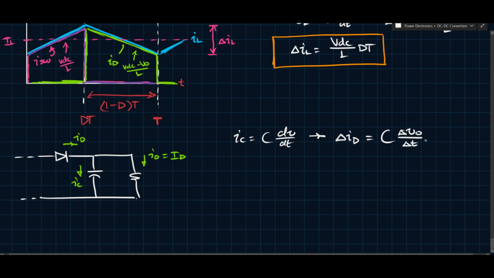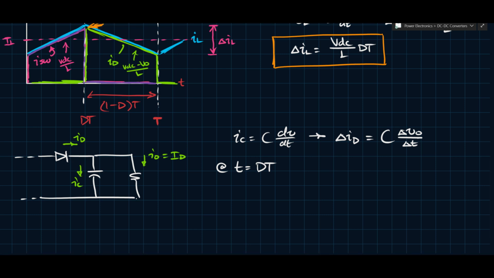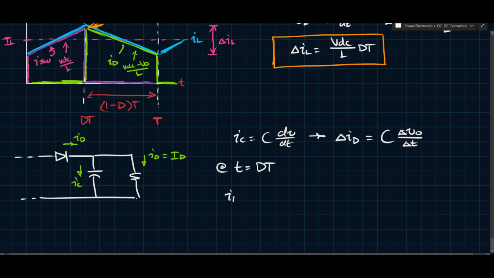Right? So now we can rearrange this and we can determine what it is that's actually going on. So at T equals dT, that's this point here. At this point here, I have a certain value. I have ID equals VDC over L times dT, right? That's the value of it there, because that's how much this current has risen from the beginning of this period to the end of this period.